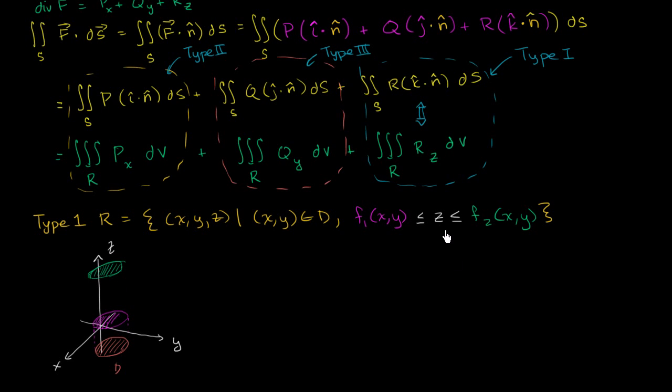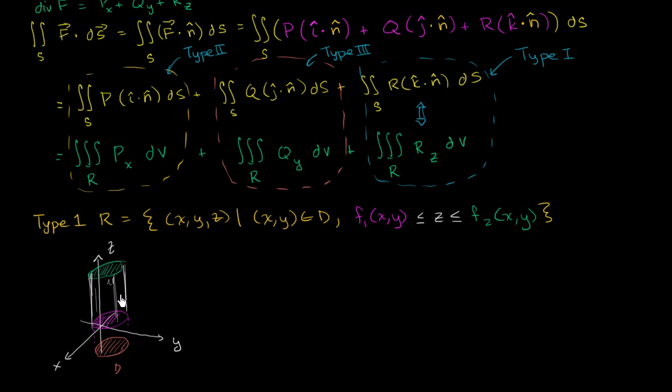And then z fills up the region. Remember, the region isn't just the surface of the figure. It's the entire volume inside of it. So when z varies between that surface and that surface, for any given xy in our domain, we fill up the entire region.